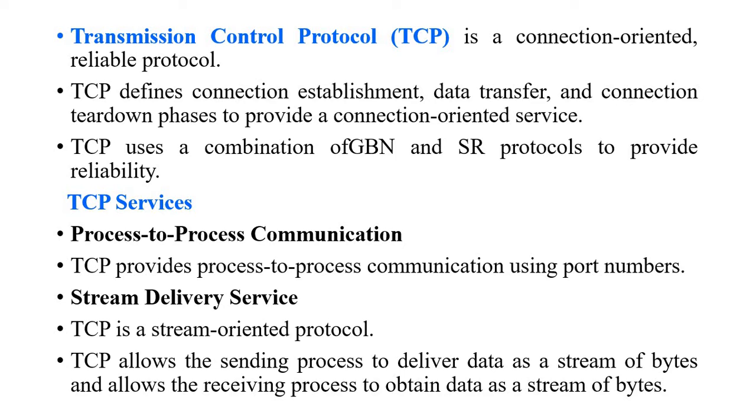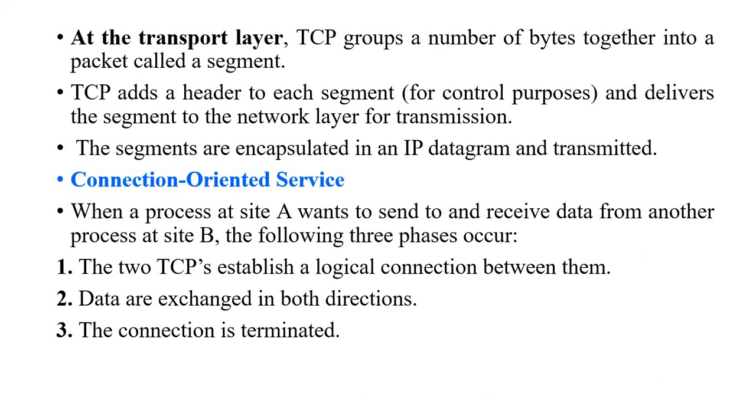The second one is the stream delivery service. TCP is a stream oriented protocol. A bunch of data we can send because it is a connection oriented protocol. TCP allows the sending process to deliver the data as a stream of bytes, and allows the receiving process to obtain the data as a stream of bytes. Therefore we can say it is a stream delivery service.